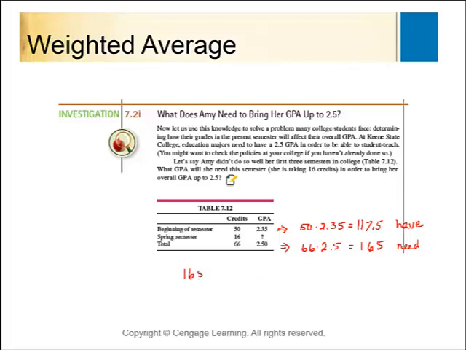So let me do 165 minus 117.5. So I need a total of 47.5 points. I'm going to take 16 credits. So what does my GPA need to be? I'll say 47.5 divided by 16. I'm going to need to have a 2.96875. So I best make all B's. And if I make all B's, I'll be good to go. I'll be able to bring my grade point average up.